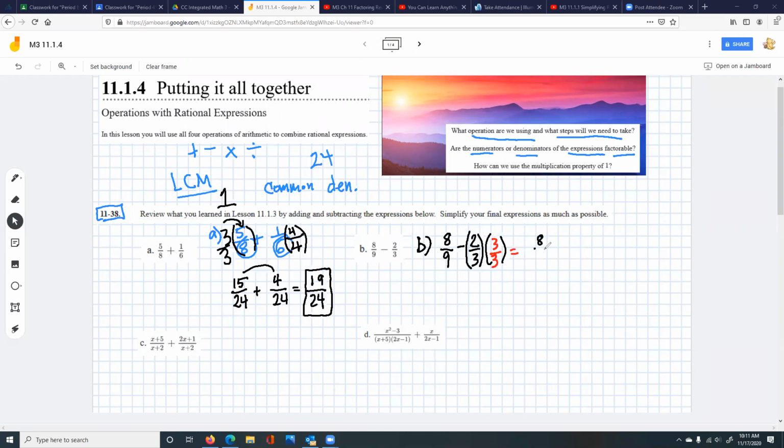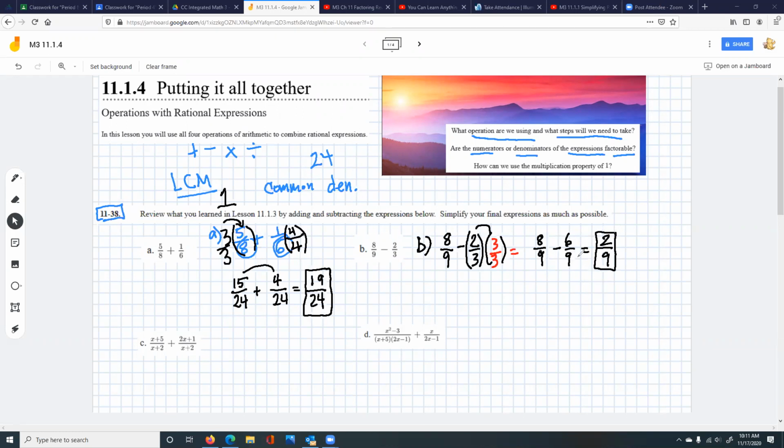So we have our 8/9. We don't have to do anything to that. This, we're going to multiply 2/3 times 3/3 is 6/9. So minus 6/9, and this is going to be 2/9. We subtract the numerators, the denominator stays the same. We try to reduce, but we can't reduce 2/9. So the answer is 2/9. Okay, go to the next one, C.